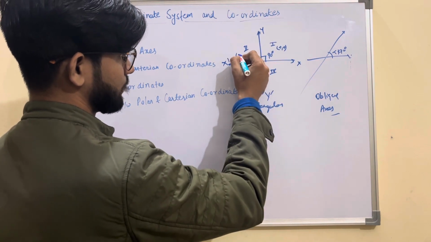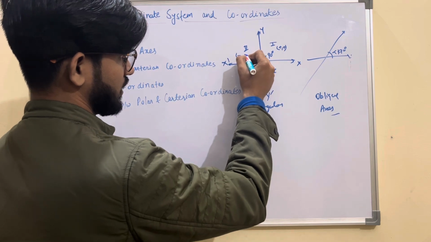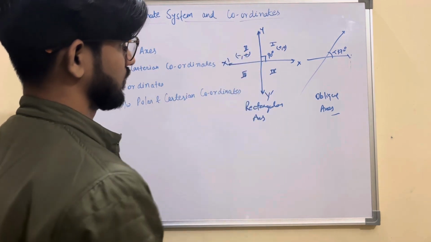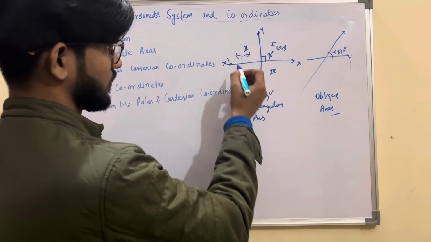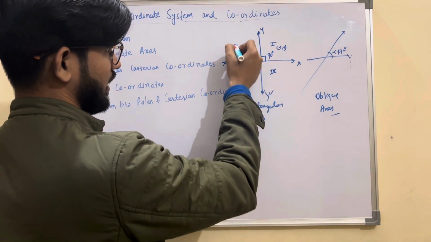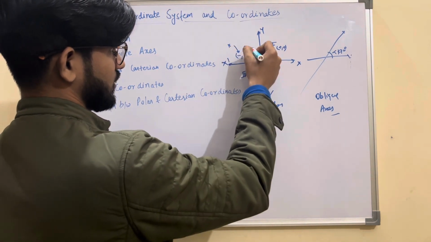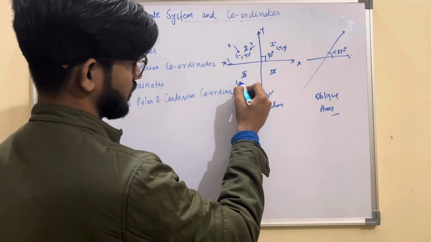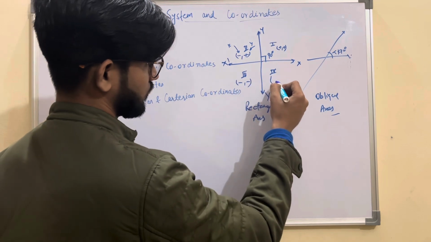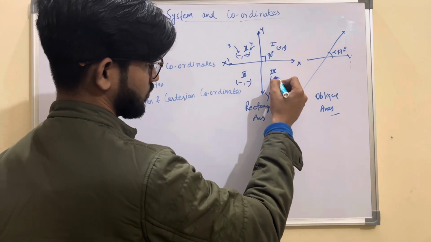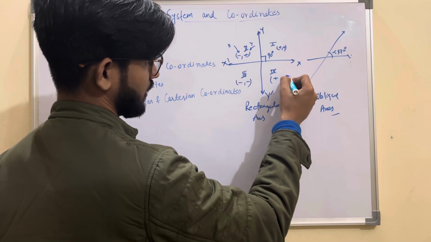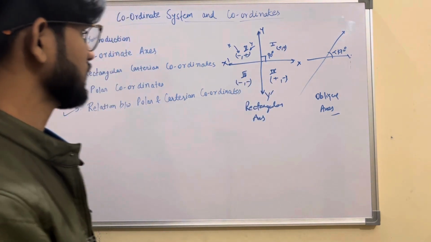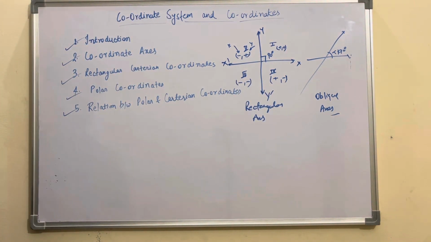In the second quadrant, the first is negative, the second is positive; the first represents the x coordinate and the second represents the y coordinate. In the third quadrant, both are negative. In the fourth quadrant, x is positive and y is negative. Okay. Now we will understand rectangular Cartesian coordinates.